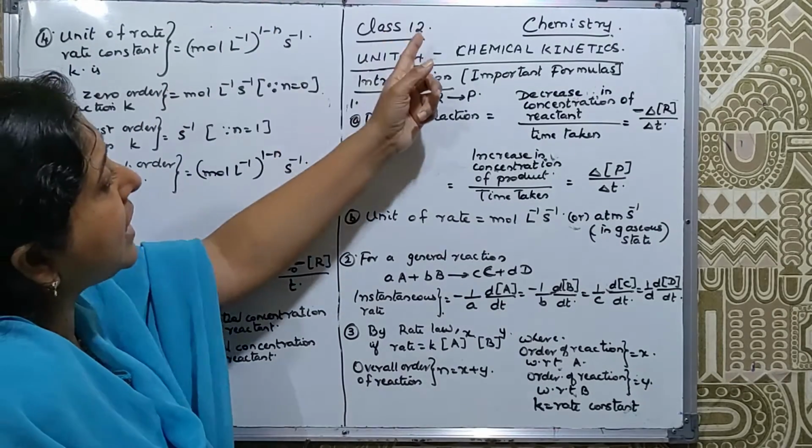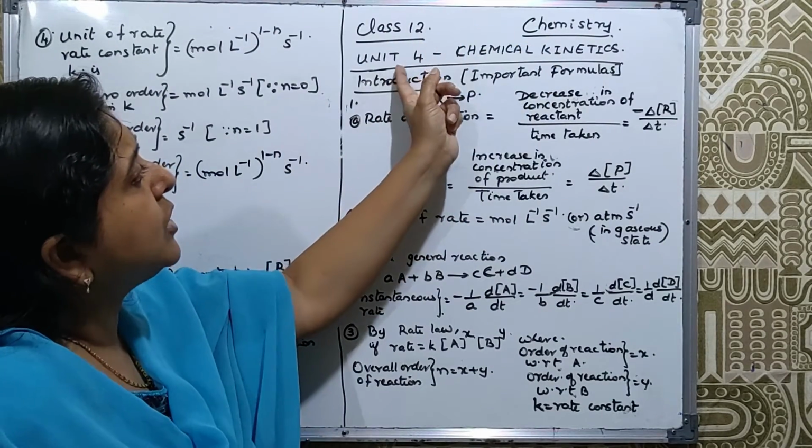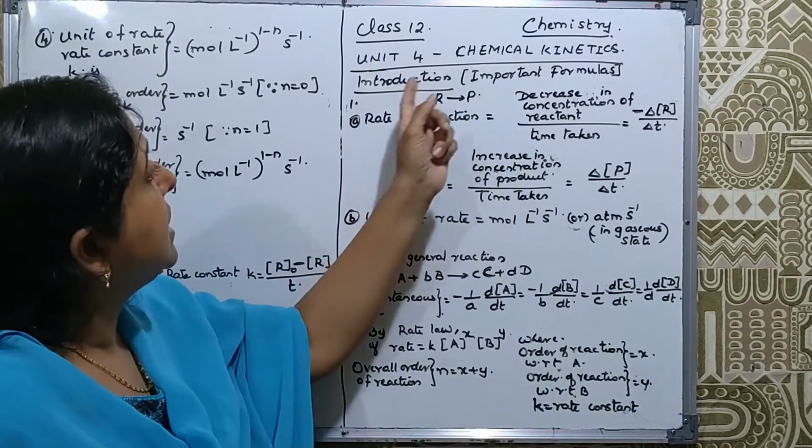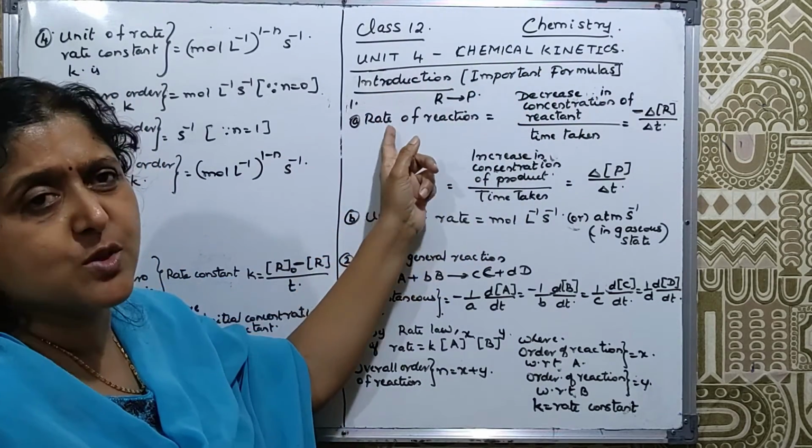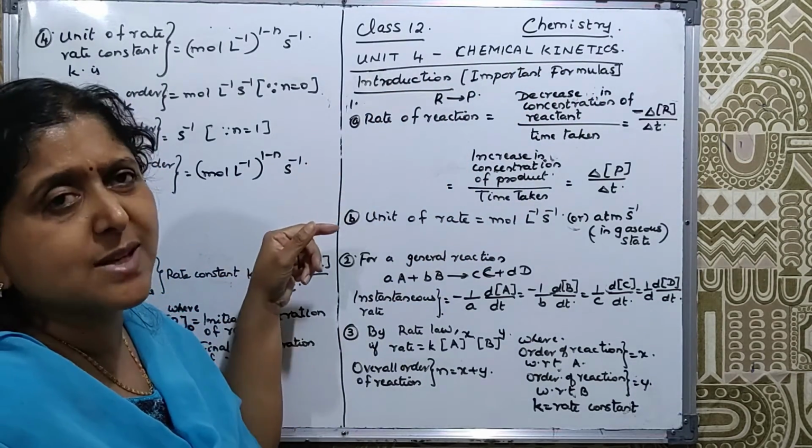Hello children, we are doing class 12 chemistry, unit 4 chemical kinetics. Introduction and important formulas, a few important formulas related to the sums.